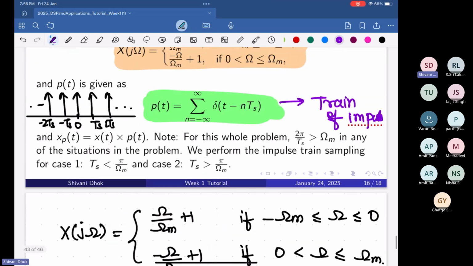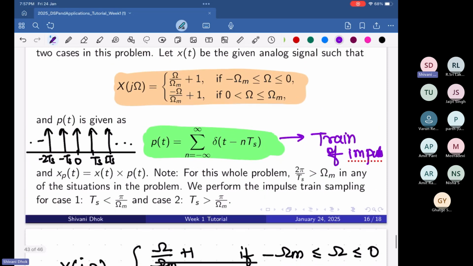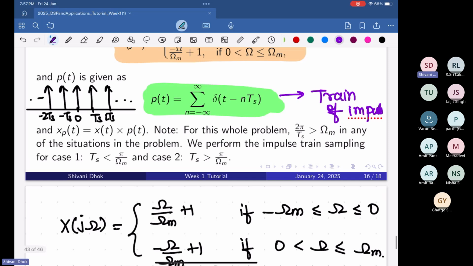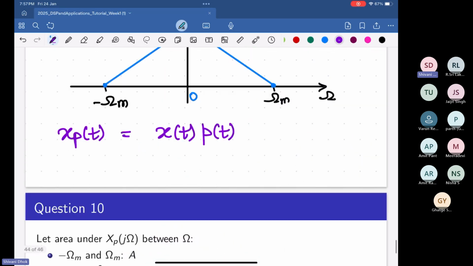That is, we are multiplying this particular signal x of t by this train of impulses. So what will happen is this train of impulses will pick up the value at that particular sampling instant and make all others zeros. Okay, so now we perform this impulse train sampling for case 1, Ts less than pi by omega m, and case 2, Ts greater than pi by omega m.